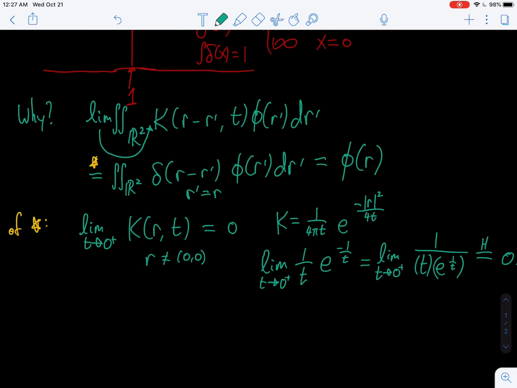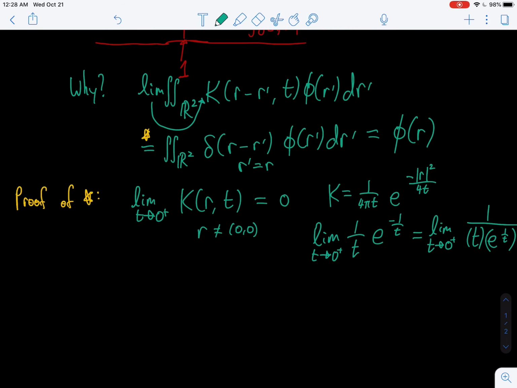Okay, we still have a long way to go. The second part, we have to integrate k. Okay, and what do we hope to get? We hope to get 1. Here's what we want to show next. So, want to show.